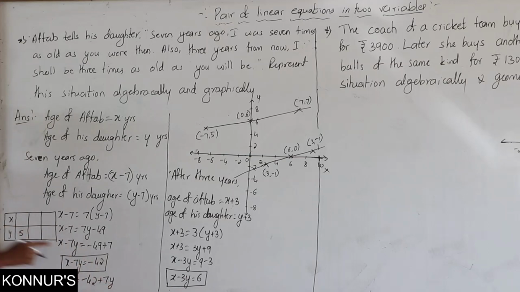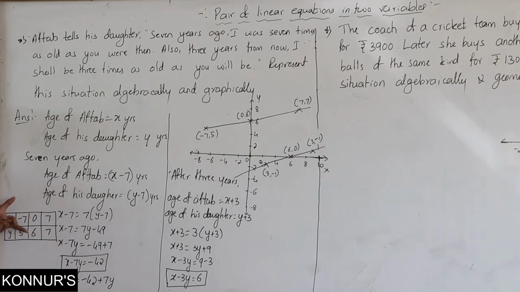So if you put 5, 7 into 5 is 35. So minus 42 plus 35 is minus 7. And next I am going to put the value 6. In place of y, if you substitute 6, 7 into 6, 6 7s are 42. So minus 42 plus 42 is 0. And the third value is 7. If you put 7, 7 into 7 is 49. Minus 42 plus 49 is plus 7.